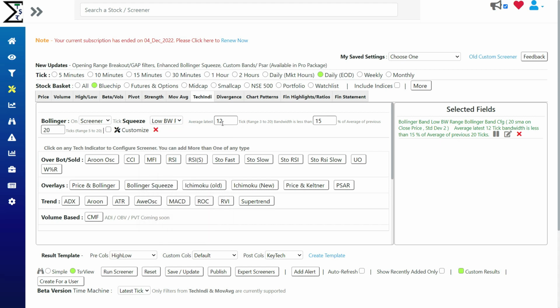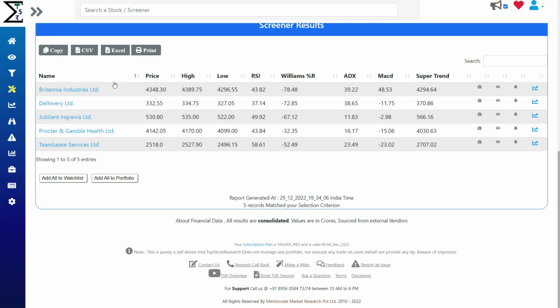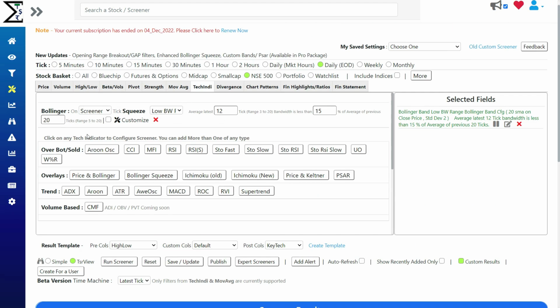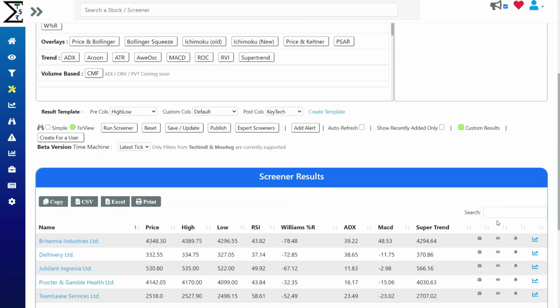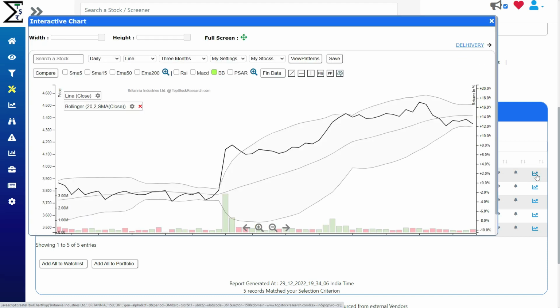There are certain settings. These settings require a little bit of practice, but once you practice it, I think you'll be able to get very good quality stocks. Looking at stocks which are giving a Bollinger Band squeeze based on these particular settings, which are 12, 15 and 20, play with these again and again. You'll find something which really works well for you. By default, it is 12, 15 and 20. When you look at these, it is trying to find a squeeze for you. So this is one squeeze.